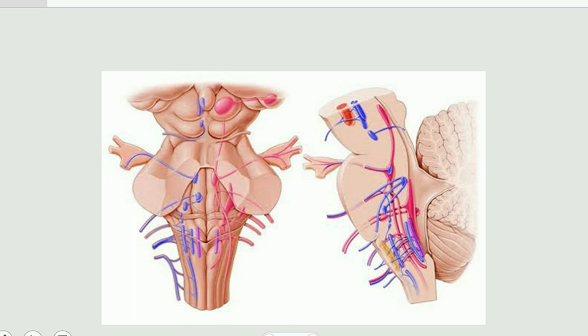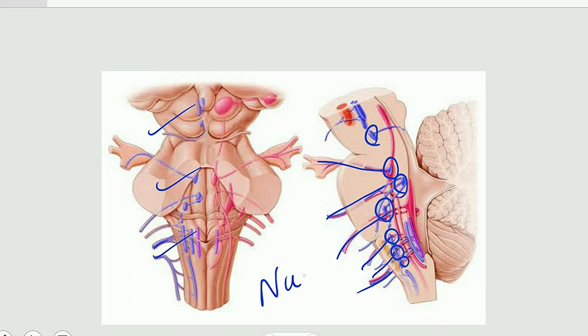Now look at here, this is a diagram of the brainstem showing us the midbrain, pons and the medulla, and you can see that neuronal cell bodies are present inside the brainstem. These are the cell bodies of the cranial nerve nuclei in the brainstem, and from here the axon will come out and will approach the target. So simply, in the brainstem, neuronal cell body collection is known as the nuclei.